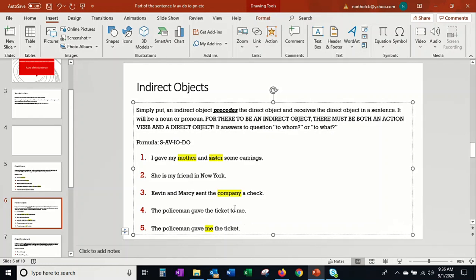It does matter where it is. It cannot be in a prepositional phrase. That's just a prepositional phrase, even though they do the same thing. So keep that in mind.